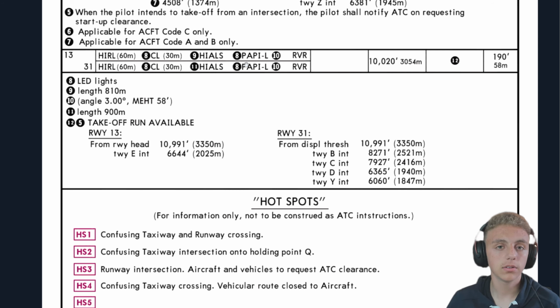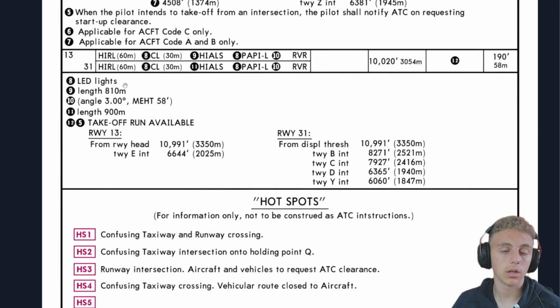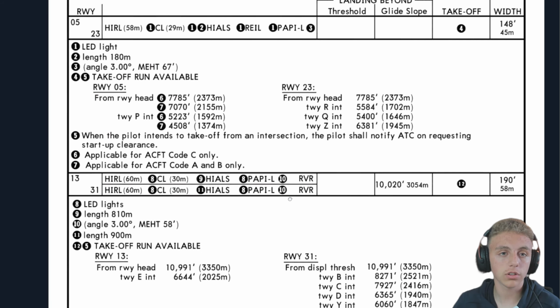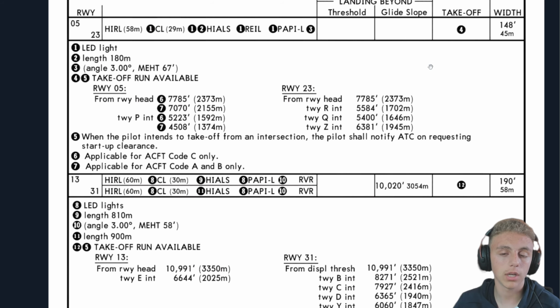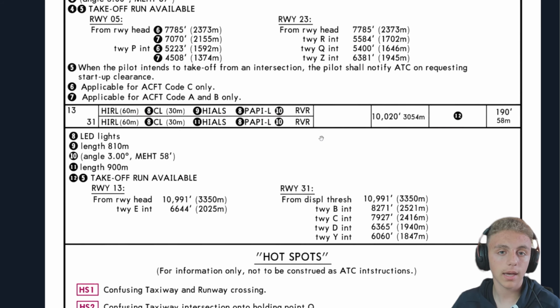The PAPI lights on both are the same, which are both LED lights, and they have a 3-degree angle with a minimum height over threshold of 58 feet. So that's how high our plane will be. As you can see, very similar to everything that was up here. And they have RVR, runway visual range equipment, used to measure visibility on the runway.